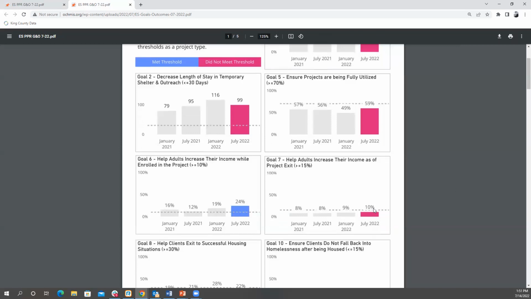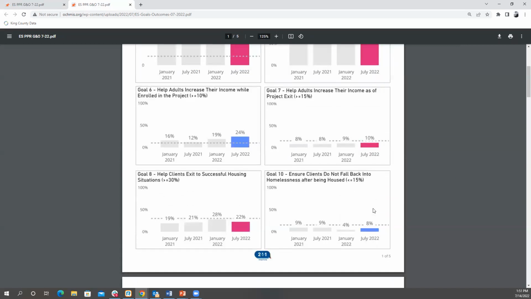Goal 6 is looking at adults that increase their income while they remained enrolled in the project. There are not many clients that are being counted in this measure because emergency shelter projects usually don't serve clients for longer than a year. And this measure is looking at clients that were in the project for at least a year and were still active in the project at the end of the reporting period.